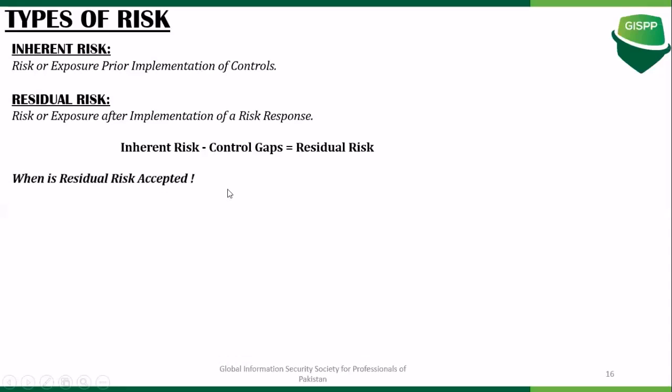Now the question is, when is the residual risk supposed to be accepted? If the residual risk with a particular control is within the risk appetite of the organization, then the residual risk can be accepted. Otherwise, you need to have an additional response, like some compensating controls to reduce the risk further. However, if the residual risk is considered unacceptable by the management, then that particular risk should be avoided.